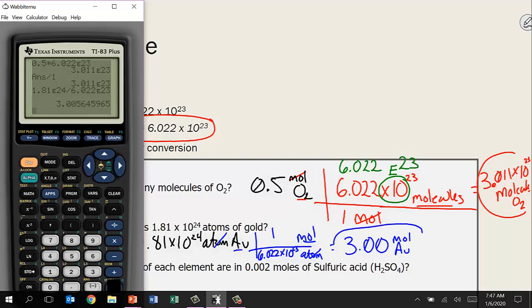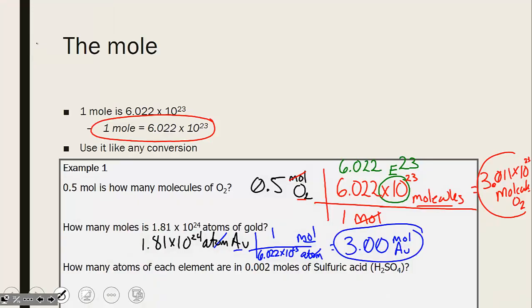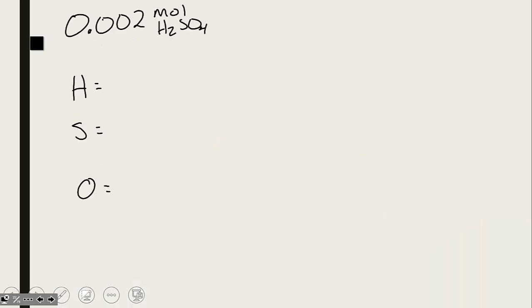The next problem requires a little bit more work, as the next problem says how many atoms of each element are in 0.002 moles of sulfuric acid. Sulfuric acid has 3 elements in it, and we need to chop up these 3 moles to figure out how many atoms of each one of these elements are in this many moles.